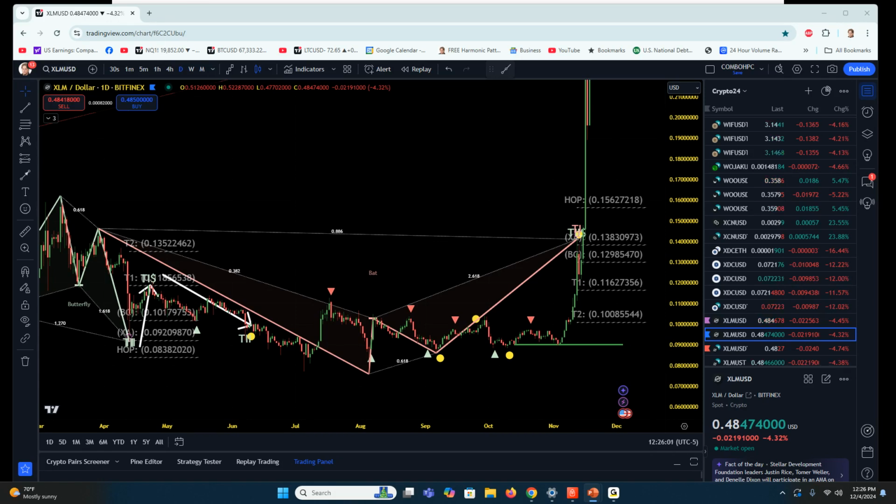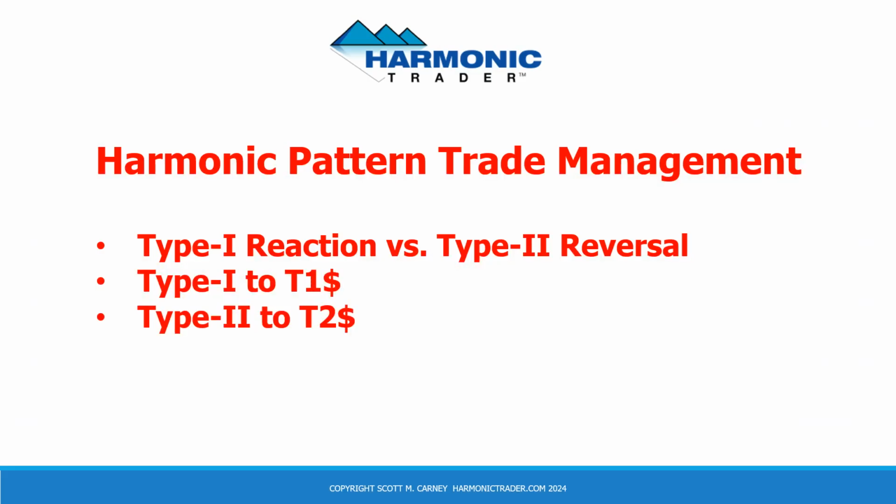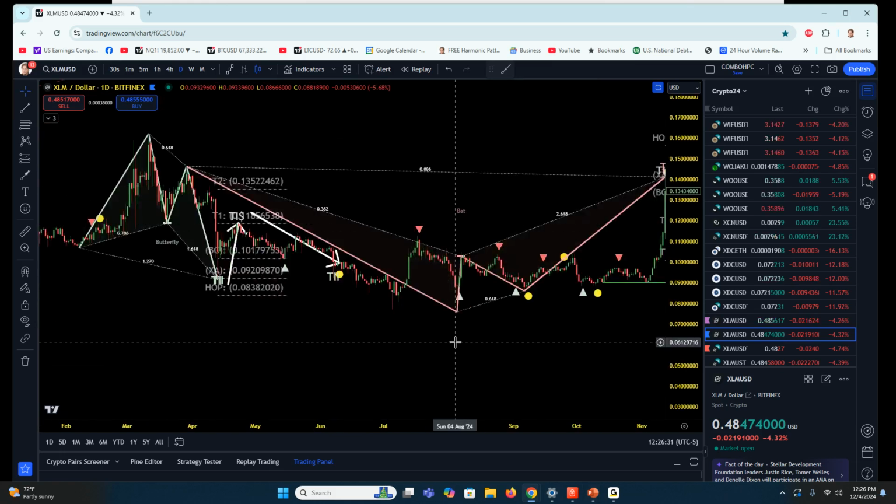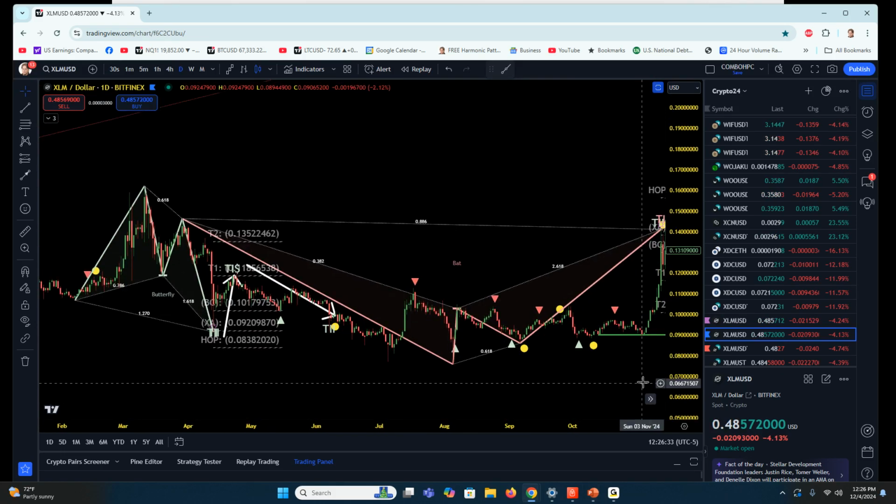Okay, so let's talk about the different trade management types, because we talked about type 1 reaction, type 2 reversal. Then we have the type 1 going to T1 dollar sign. That's the treatment of it. Type 1, T1 designation goes to target 1. Although a lot of crypto has been going to target 2, but we treat it as target 1. Type 2 goes to target 2. Now, why is that? Because the T2 is the retest of the initial move.